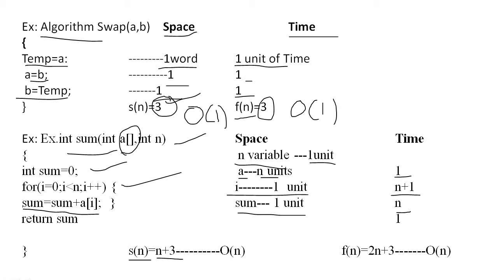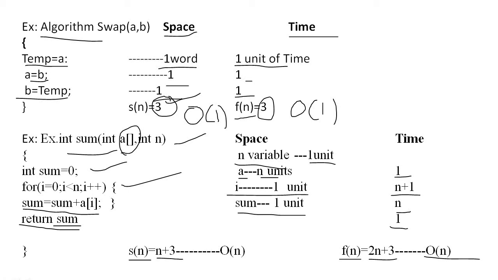After that, whatever sum value we get, that is updated or returned. So this statement also executes once, taking 1 unit of time. So what is the total amount of CPU time it requires? 1 plus n plus 1 plus n plus 1. The total time complexity, which we represent with f of n, is 2n plus 3. What is the order, or degree, of this function? The order is n.